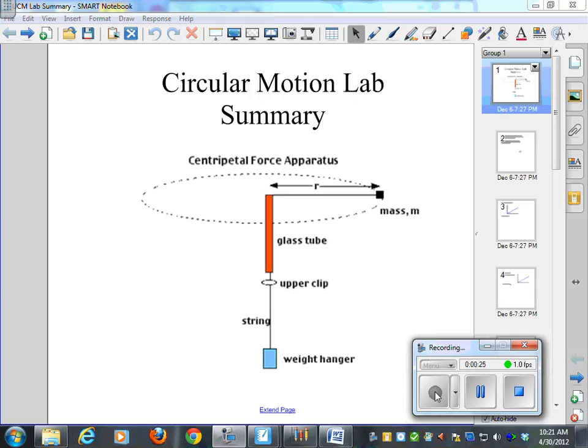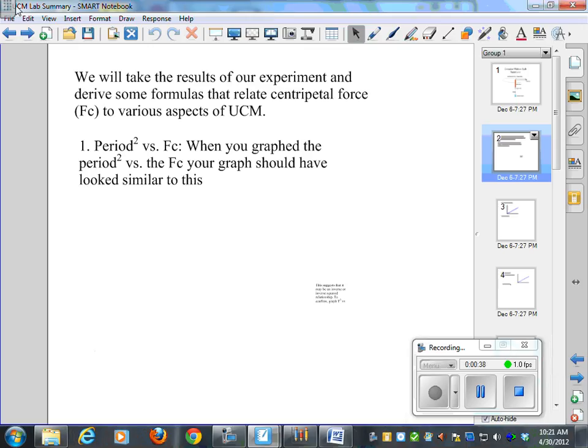Okay, so you don't need to draw any of that. What I would suggest, though, is that these are kind of notes. We're going to come up with some formulas today, so you might want to jot some things down as we go. What we're going to do is take the results of our experiment and derive some formulas that relate centripetal force Fc to various aspects of UCM.